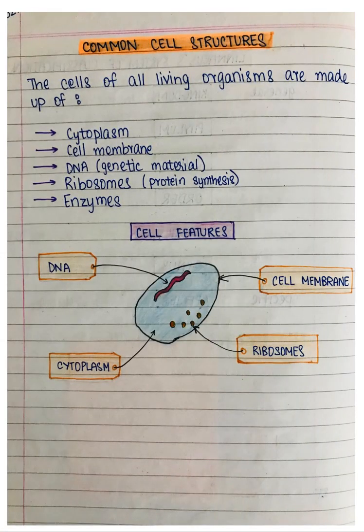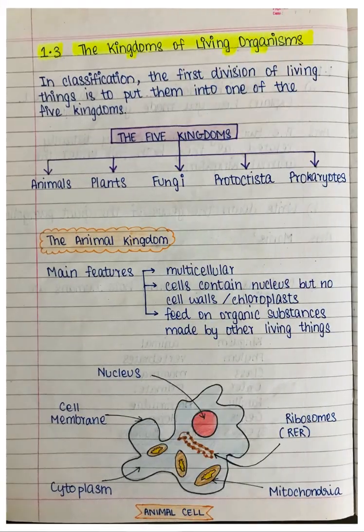The cells of all living organisms have a few common structures like cytoplasm, cell membrane, DNA, which is the genetic material, ribosomes, which is required for protein synthesis, and enzymes. So there are 5 kingdoms of classification: animals, plants, fungi, protoctista, and prokaryotes, out of which the first 4, animals, plants, fungi, and protoctista, are eukaryotic organisms. This means that their genetic material is in a structure called nucleus.